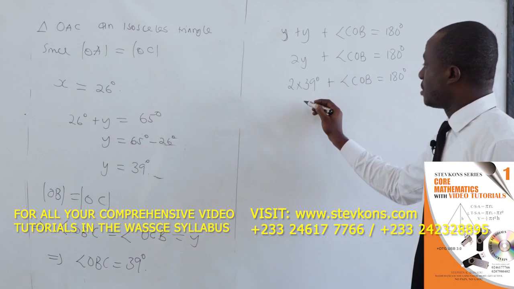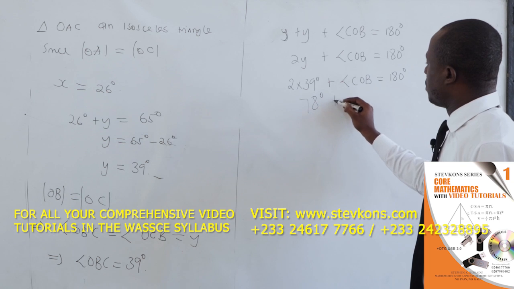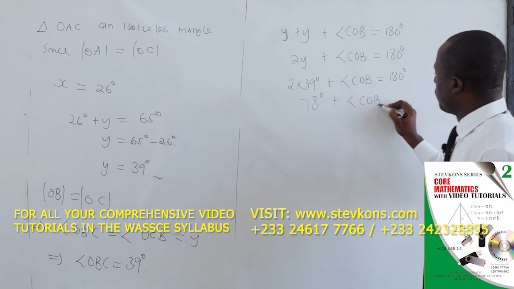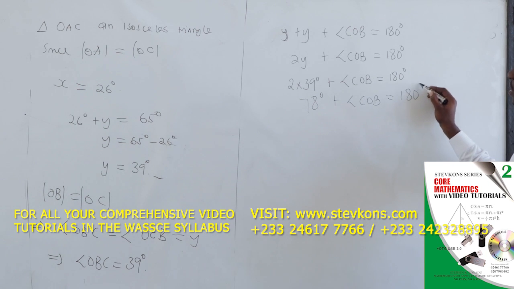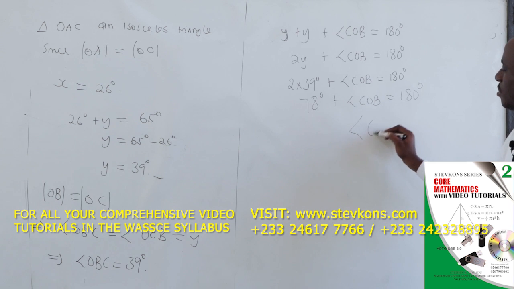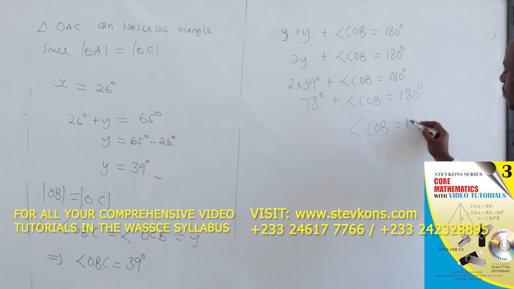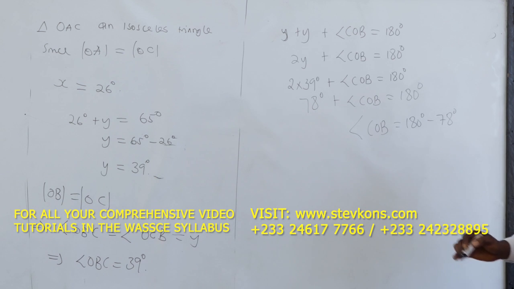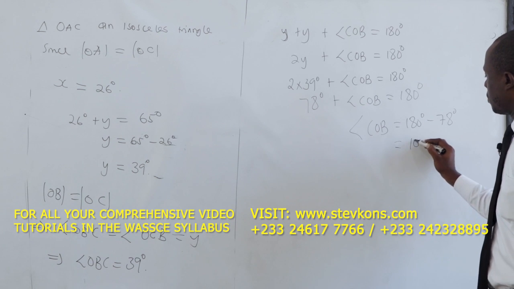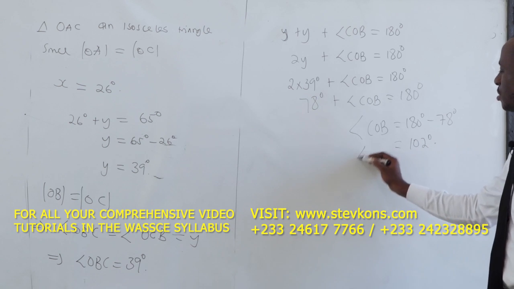2 times 39 is 78 degrees. So 78 degrees plus COB will be equal to 180. You want to find angle COB. So you have 180 degrees minus 78 degrees. Now 180 minus 78, this is 102 degrees.